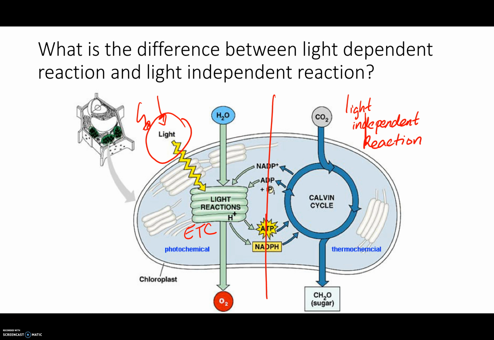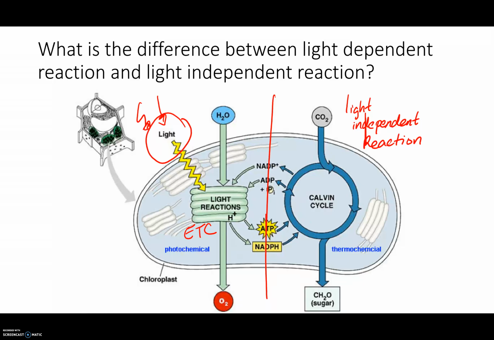So here we have the light-dependent reactions, correct? You need to know what they take in and what they make. The light-dependent reaction takes in water and makes oxygen. The light-independent reaction takes in carbon dioxide and makes sugar or glucose. So they need both of those, right? And then combine them together, you have photosynthesis, which makes food.